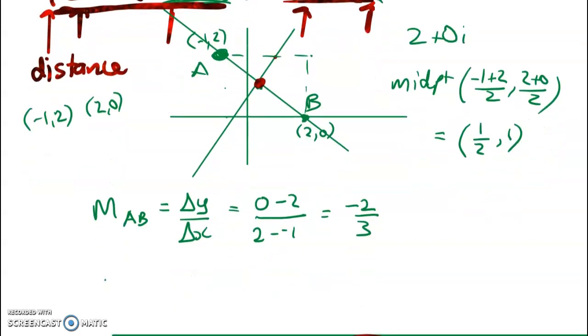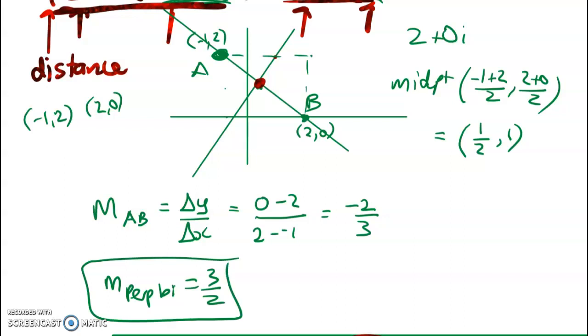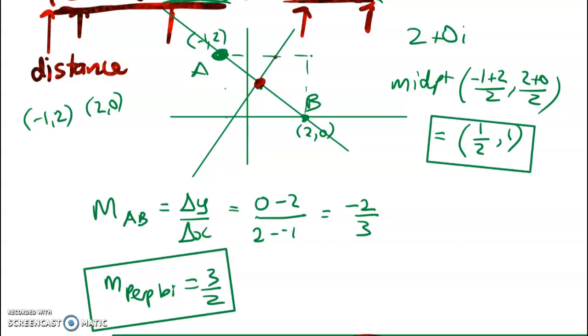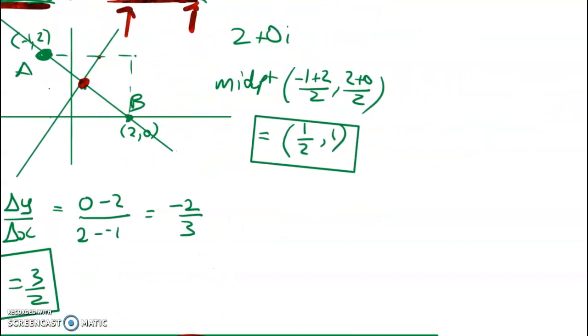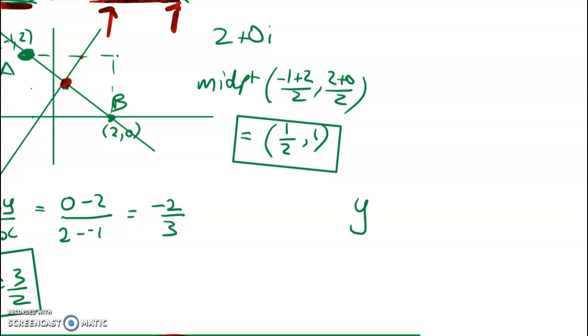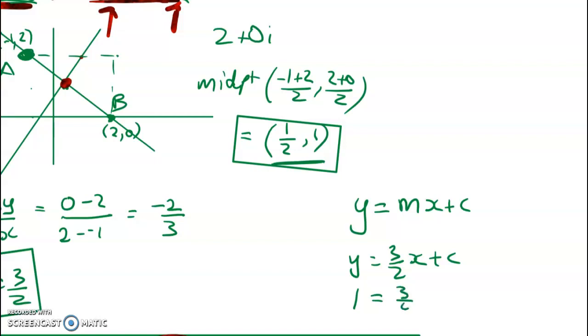That means that the perpendicular bisector gradient is equal to 3/2. So we know that, and we know that the midpoint is on the line. Moving over here to get some more space, that means I can work out y equals mx plus c. So y is equal to 3/2 x plus c. Substituting in this point gives me 1 is equal to 3/4 plus c, and c is equal to 1/4.